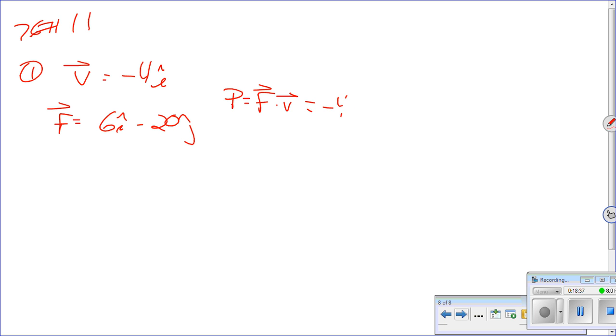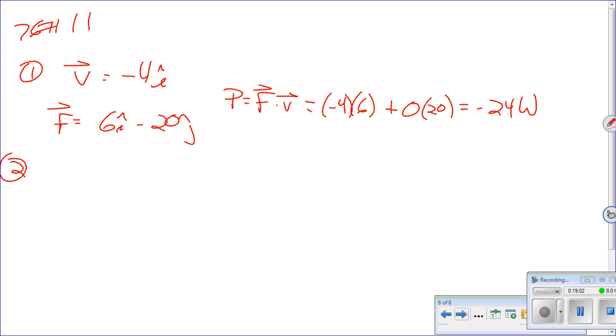I shouldn't do dot there because that's going to be confusing. It's negative 4 times 6 plus, what's the J component here? 0 times 20, right? So you're going to get negative 24 watts, right? In other words, this thing is losing energy. Make sense? All right. So then you go through the other ones in the same way.